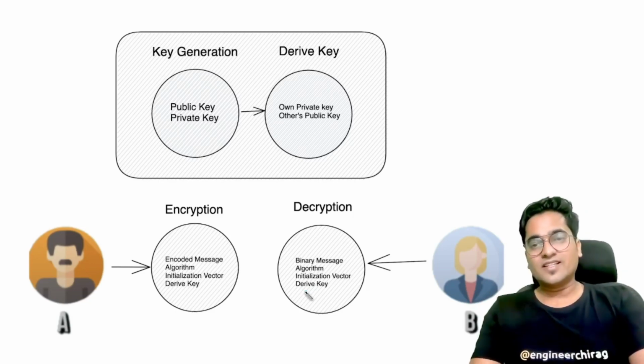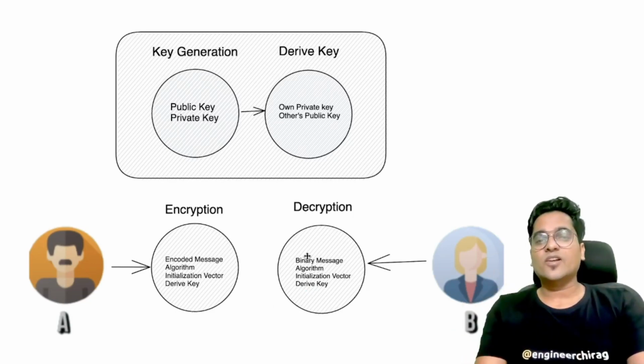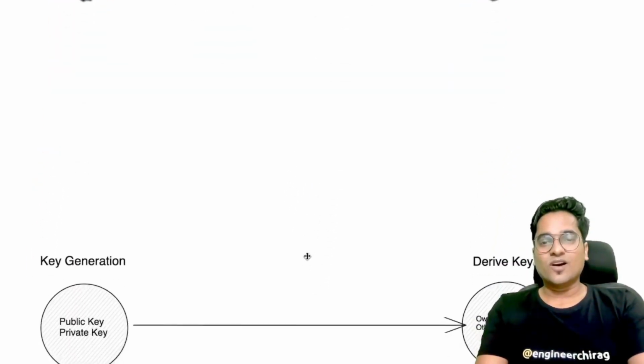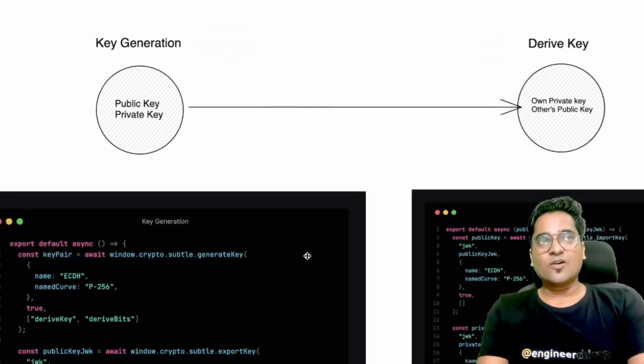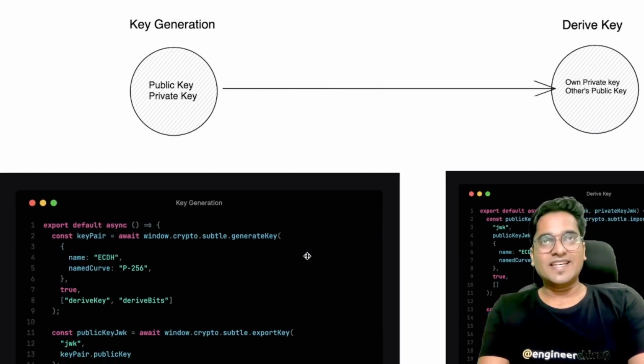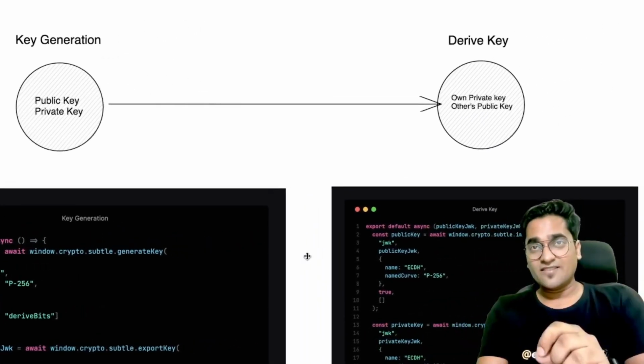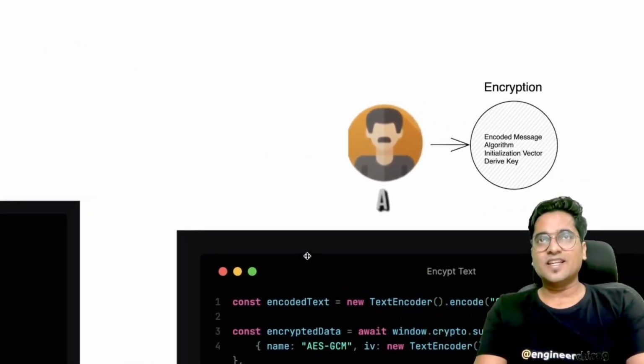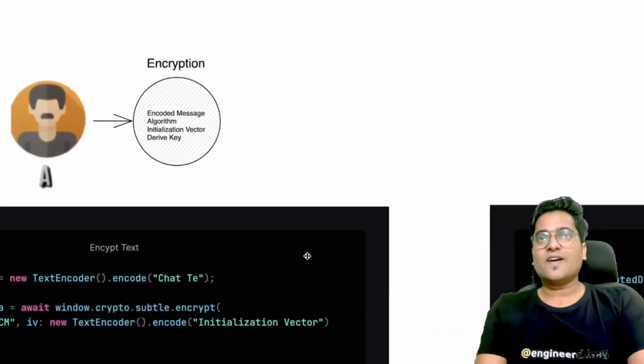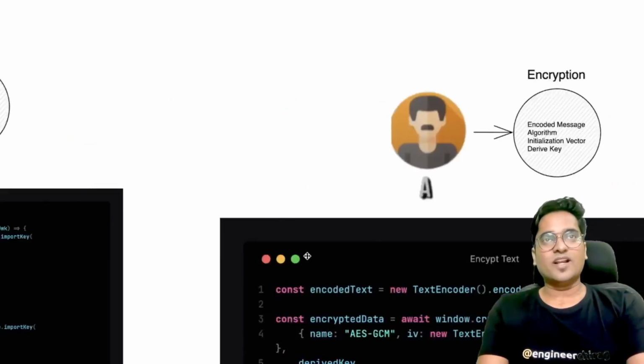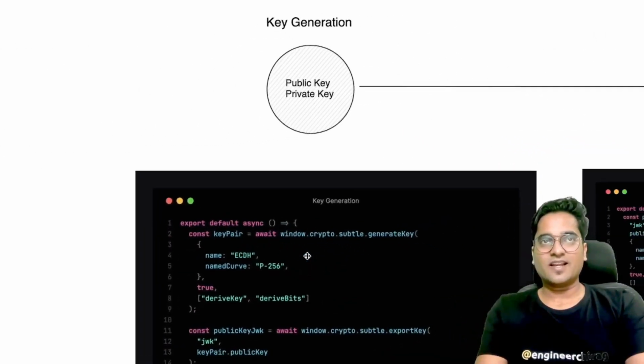Let's quickly have a glimpse of the snapshot if you want to try out how this is going to work end to end, right? As we talked about, the first phase is key generation. Second, you are going to derive that key, the third phase is where you encrypt, and finally you are going to decrypt that message. So let's quickly see how this entire encryption and decryption is going to work.